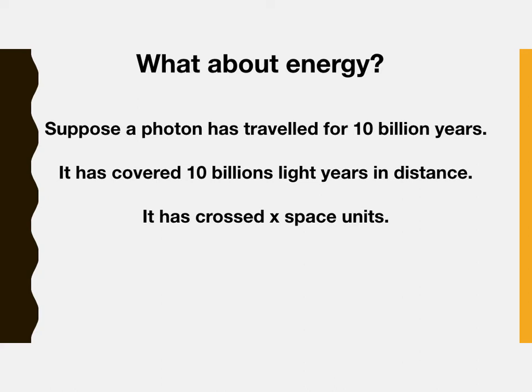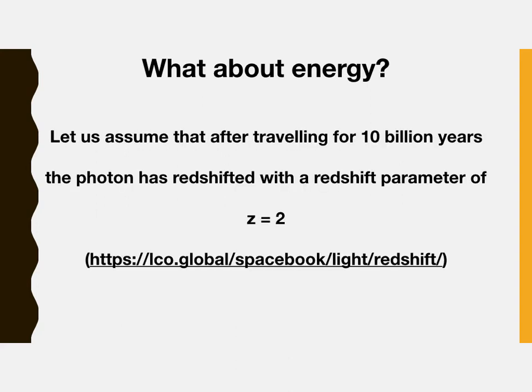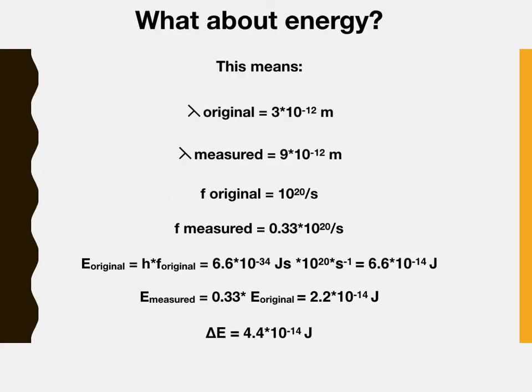Now, what about energy? Suppose a photon has traveled for 10 billion years and it has covered 10 billion light years. It has crossed X space units. Let's assume it started out at a frequency of 10 to the 20th per second. This correlates to a wavelength of about 3 times 10 to the minus 12 meters. Let us assume that after traveling for 10 billion years, the photon has redshifted with a redshift parameter of z equals 2. What does this do to the energy of our photon?